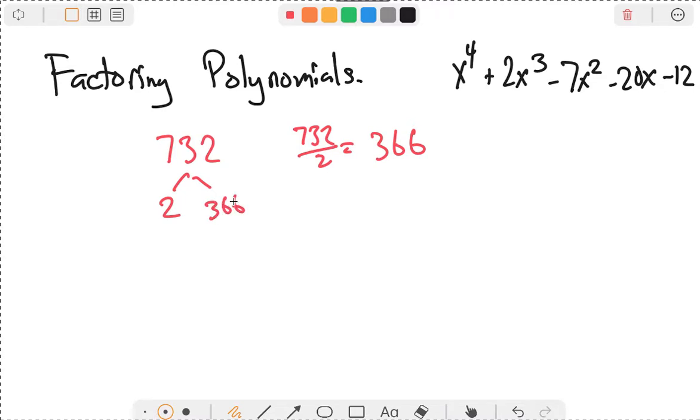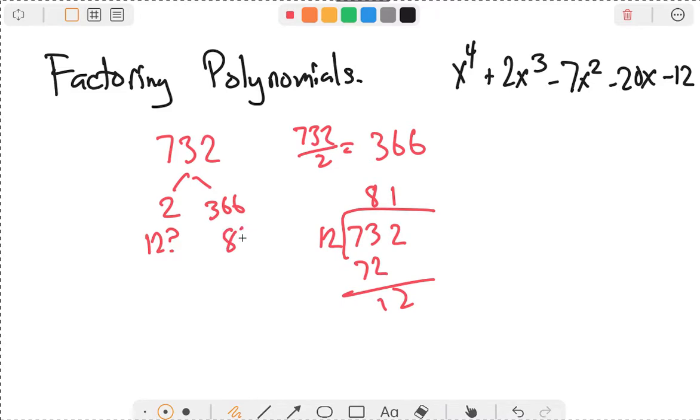But now, is 12 a factor? So let's look at some of these other ones. Well, how do you know if 12 is a factor? Well, you just go, hey, let's go 732 divided by 12. If you have your calculator handy, I don't have one handy here, so I'm going to do it the old-fashioned way. So 8 is 72. Hey, 12 and 81. 12 works.